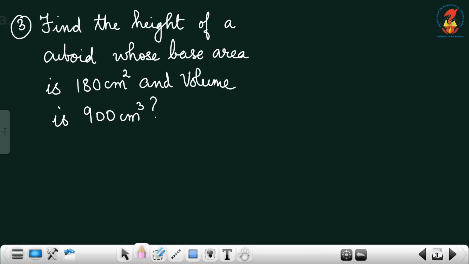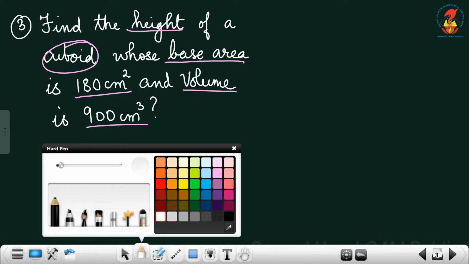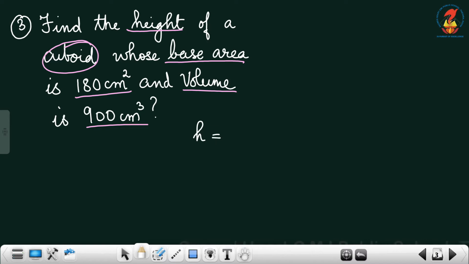Next question. Find the height of a cuboid whose base area is 180 centimeter square and volume is 900 centimeter cube. You need to find the height of which solid shape? Cuboid. What all things are given? Area is given as 180 centimeter square and volume is given as 900 centimeter cube.